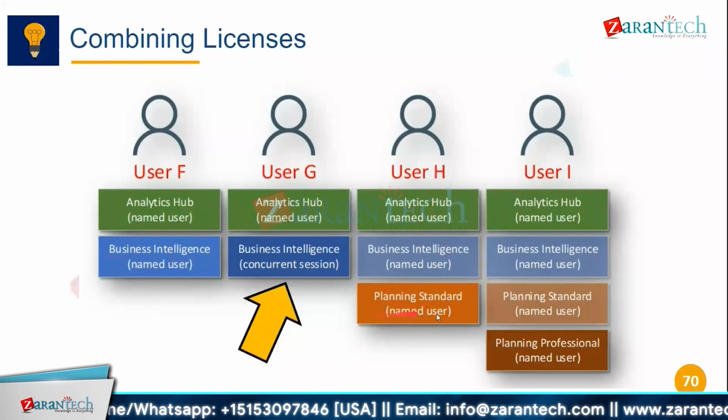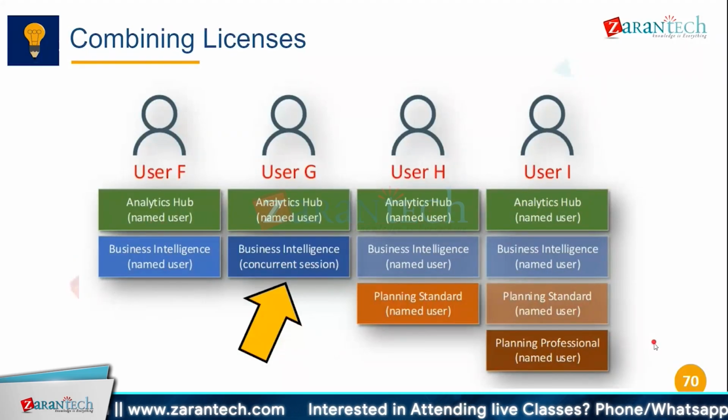For him, we will assign planning standard. Then user I, he is an admin, planning admin. So he will have Analytics Hub, business intelligence, then planning standard, and also planning professional. There is something called named user and concurrent user. I will explain it in the next slides, but keep it in mind. There is named and concurrent session.